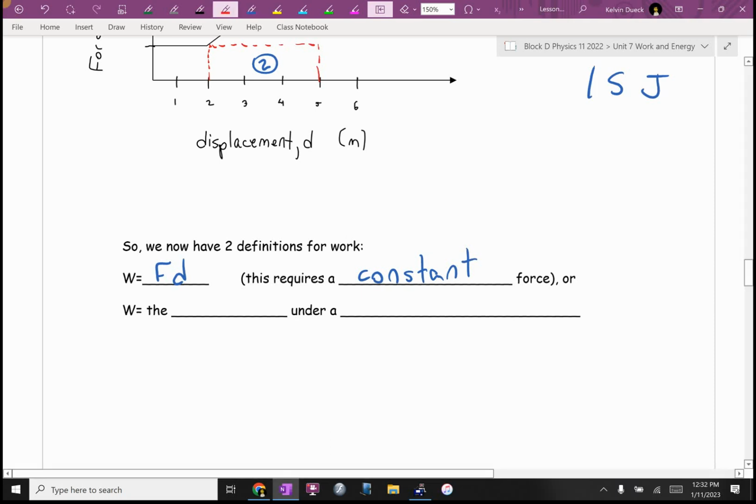We also have the area under a force versus distance graph. I abbreviated force and distance, if you don't mind, because I can. It says displacement. Distance and displacement will both be okay because it's a scalar.